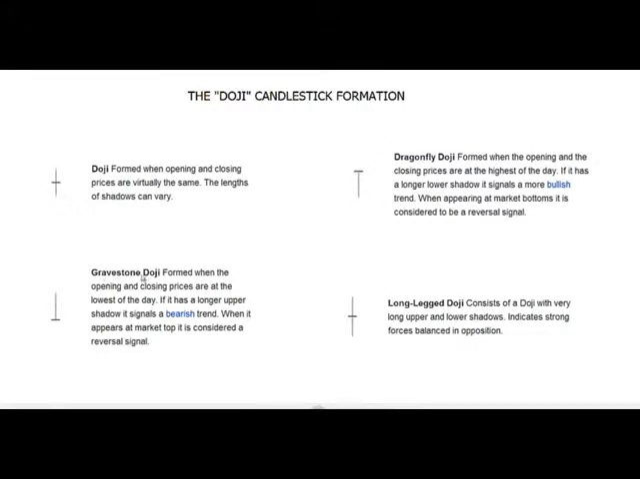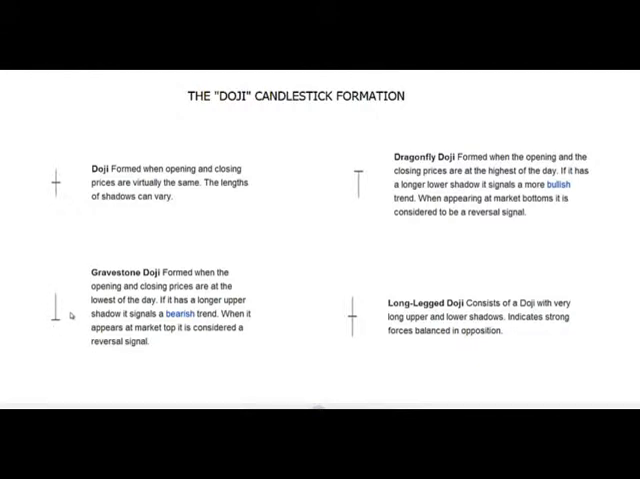The gravestone doji, as you can imagine, is pretty much the exact opposite. It's formed when the opening and closing prices are at the very bottom of the time frame for the candle. It has a long upper shadow or wick, and it signals a bearish trend, basically saying that during this candle, it went up and then we rocketed back down. We covered the entire distance, and it basically signals that we're going to continue in that downward trend. If it's at the top of the market, it's considered a reversal candle, which means that we should be continuing downwards. And if it is in a downwards trend already, it basically signals the continuation of the trend.